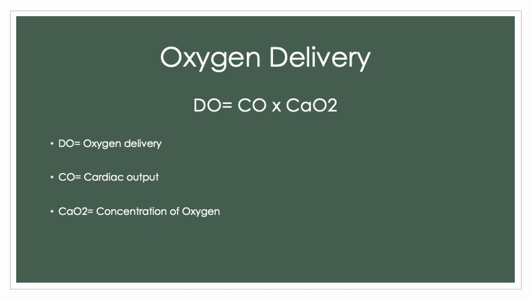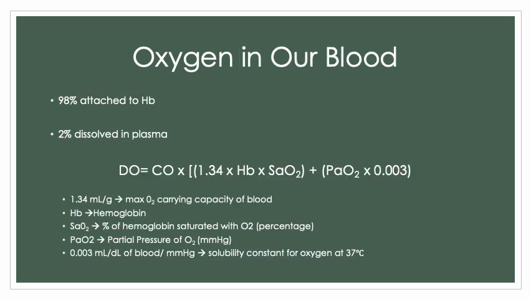Oxygen delivery. So you have to think about not just diffusion, but how does that oxygen get delivered to the rest of the body? And that's by our heart pumping, or cardiac output, right? So oxygen delivery, the abbreviation is DO2, equals cardiac output times the concentration of oxygen in our blood. This is a really important equation to remember, and we're going to break it down in the next couple of slides.